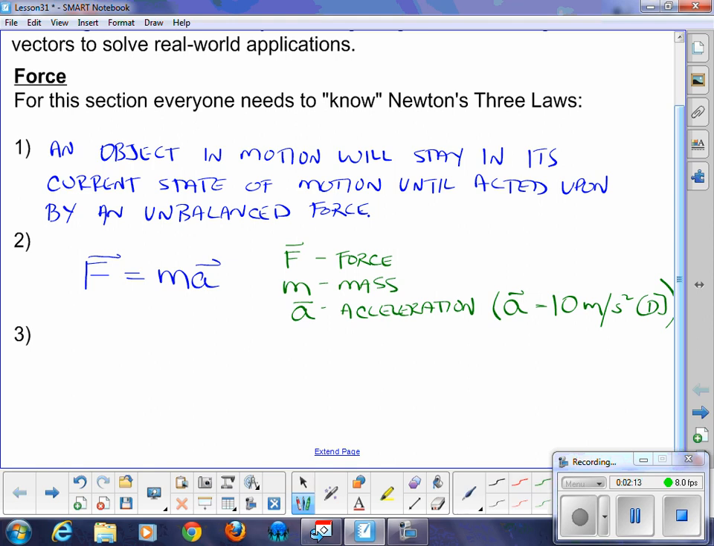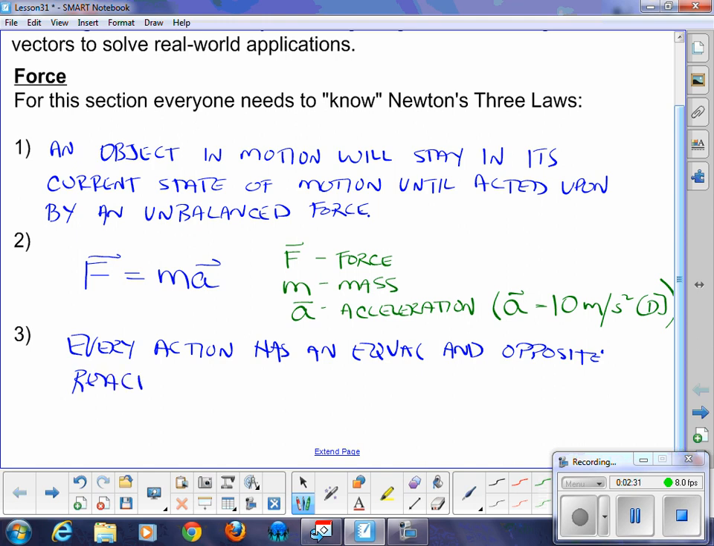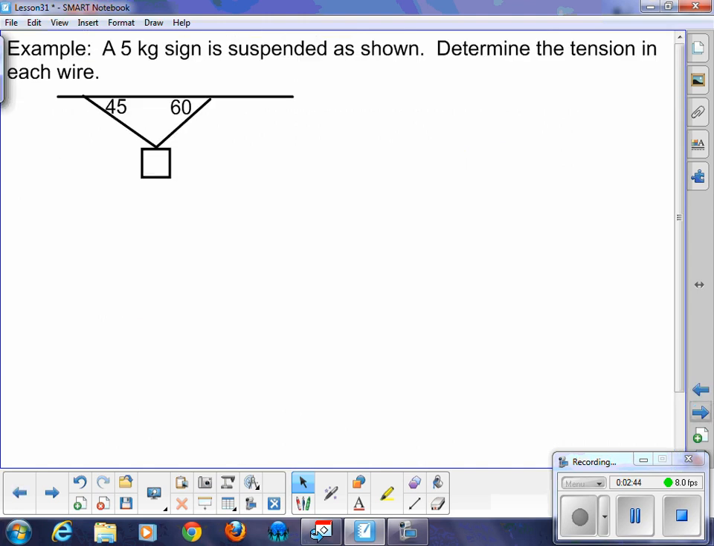Newton's third law: every action has an equal and opposite reaction. There we go. So again, if you haven't taken physics, please don't panic. It's really all we need to do. You need this formula. I just wanted to do all three laws so you can say you learned some physics today too. Okay, so let's look at some examples here.